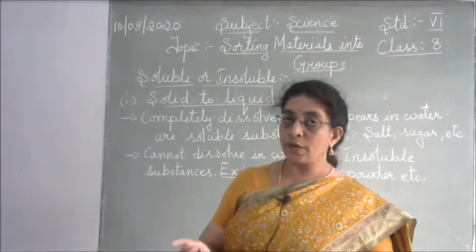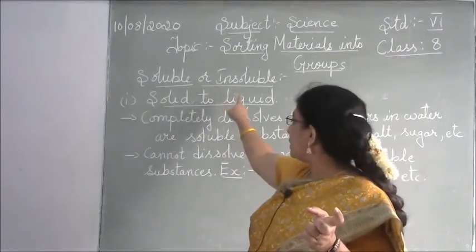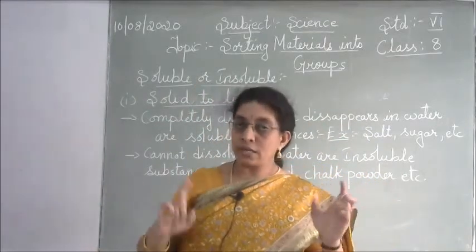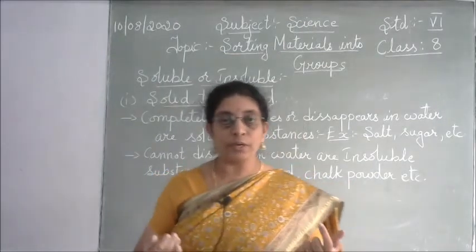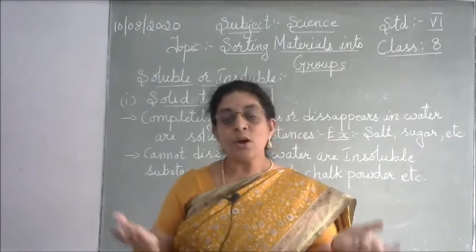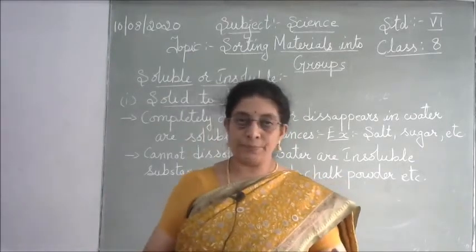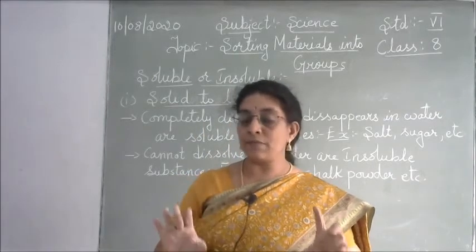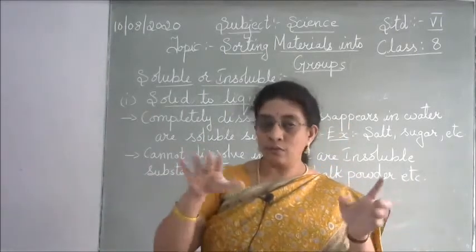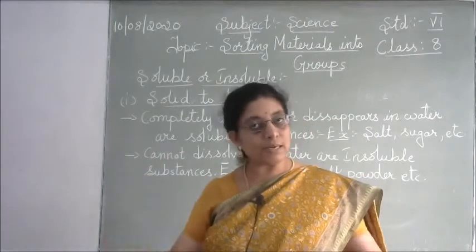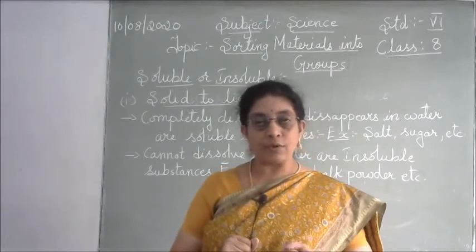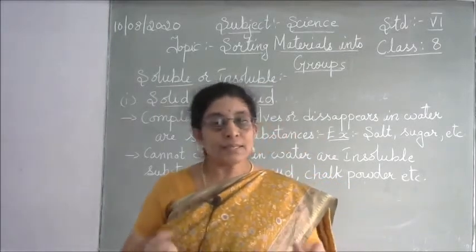Okay, so now we saw that soluble and insoluble is from solid to liquid and from liquid to liquid. So now the next property we are going to see is whether objects can float on water or whether they sink in water. This is our last property which we are going to see now. Certain things will float on water, certain things will immediately sink in water. So why does this happen, and which are the things which can float on water and which are the things that can sink in water?